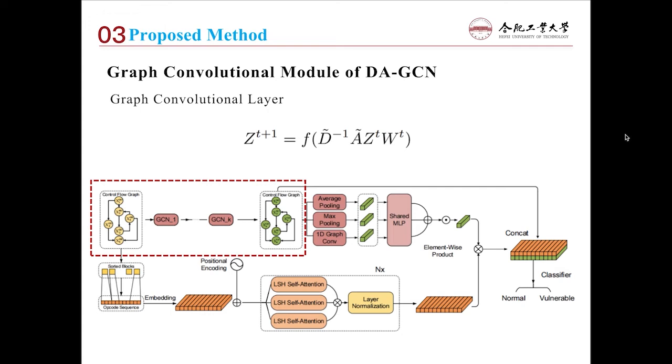In this module, we use multiple stacked graph convolutional layers. Here's the propagation formula from the graph convolutional layer T to layer T plus 1. In this formula, F denotes the activation function, D and A denote the degree matrix and adjacency matrix. Z^T is the output of the T-th graph convolutional layer, and W^T denotes the parameter matrix.